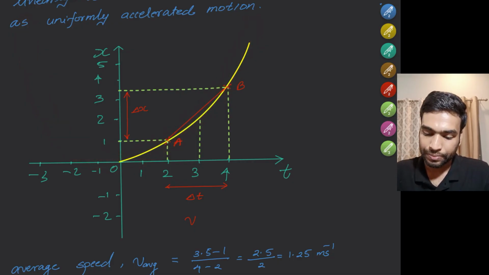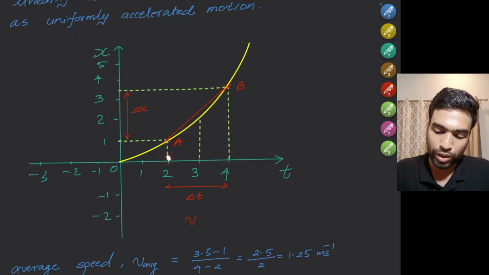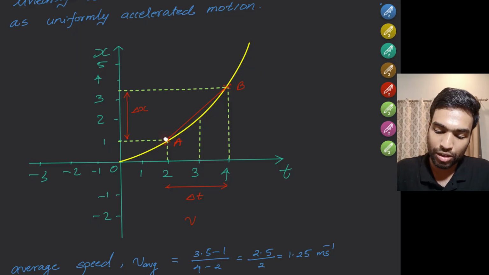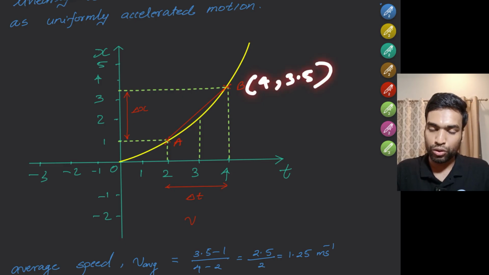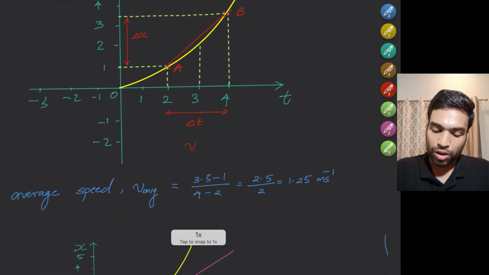Now the question is, what is the velocity for a certain time interval? Let's take 2 and 4 as the initial and final times respectively, and their corresponding positions are given by A and B. Here point A is (2, 1) and point B is (4, 3.5). Using these two points, we can find the average speed corresponding to the time interval from t equal to 2 to t equal to 4.